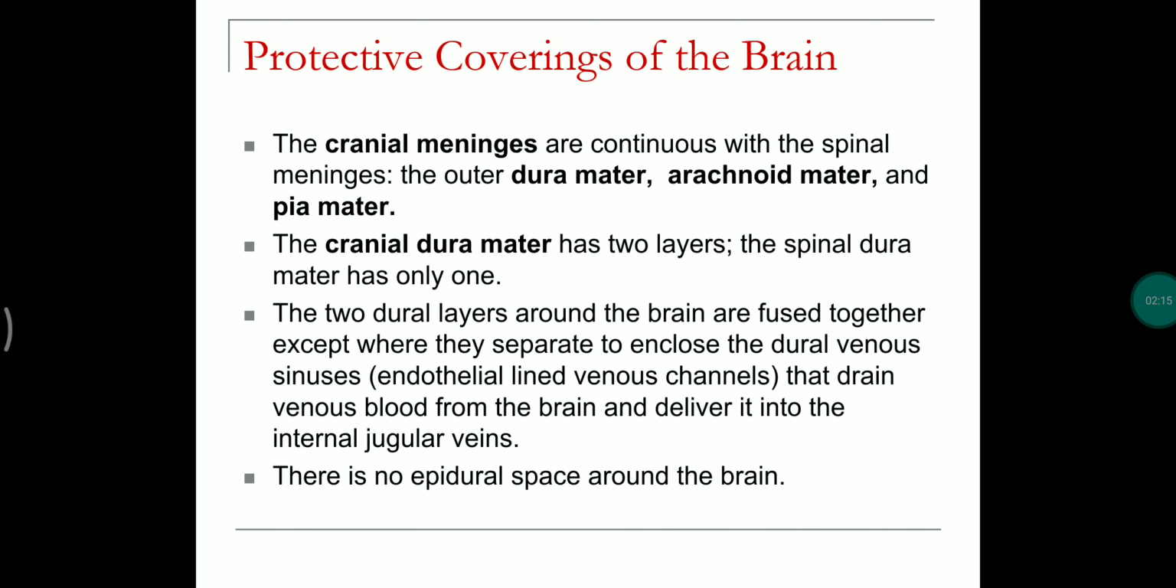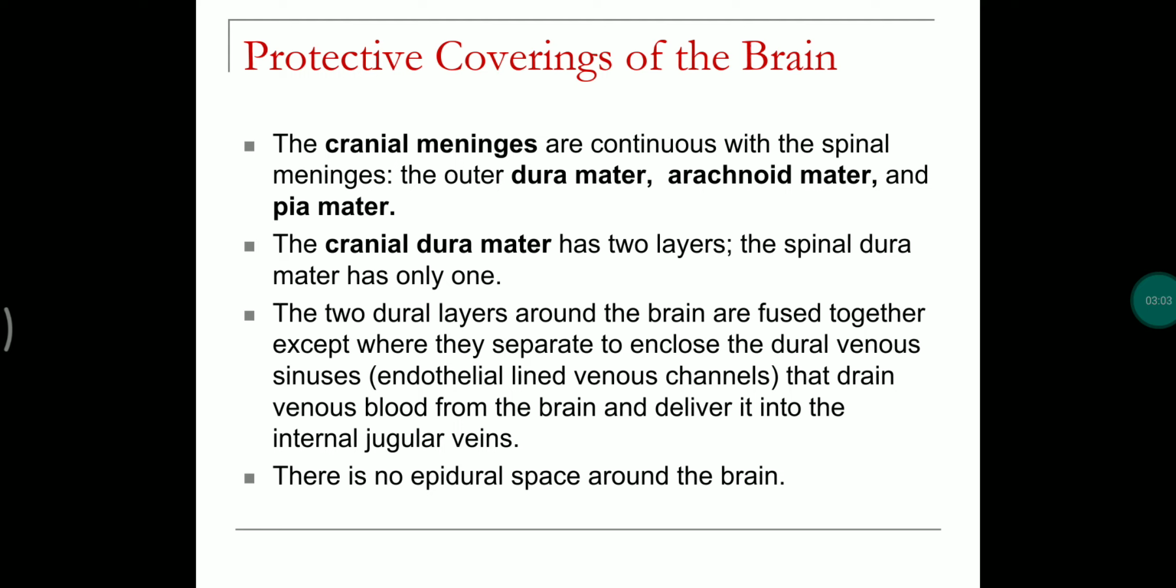Coming to the next part, protective coverings of the brain. Protective coverings of the brain are continuations of the protective coverings of the spinal cord. There are three cranial meninges: the outer dura mater, middle arachnoid mater, and inner pia mater. The cranial dura mater differs from the spinal dura mater in its layers. Cranial dura mater has two layers, whereas spinal dura mater has a single layer. The two dura layers in the brain surround the brain, fuse together, and separate the sinuses present in the brain.